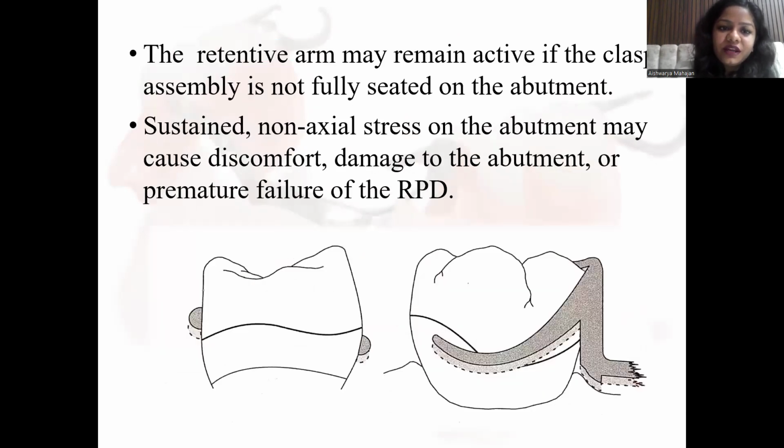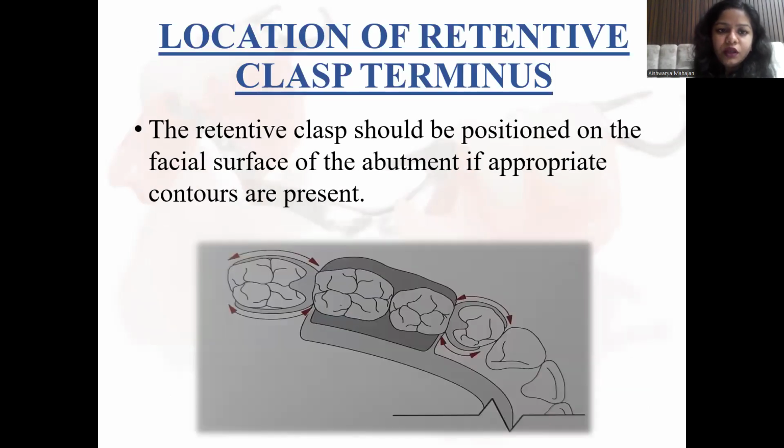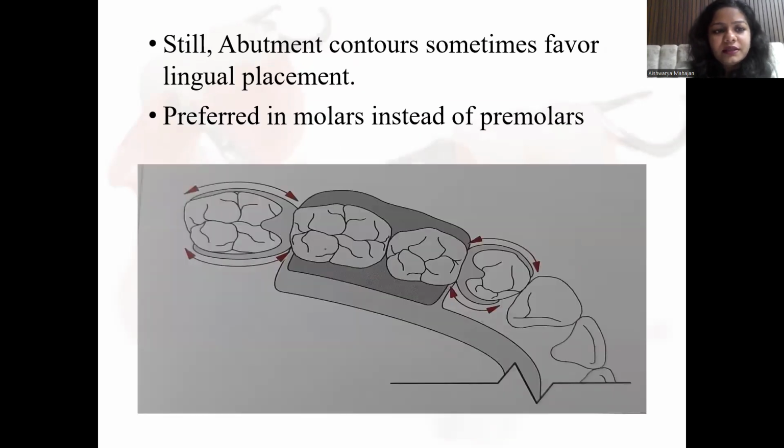The retentive clasp may remain active if the clasp assembly is not fully seated onto the abutment. Sustained non-axial stress on the abutment may cause discomfort, damage to the abutment, or premature failure of the RPD. The location of the retentive clasp terminus: the retentive clasp should be positioned on the facial surface of the abutment if appropriate contours are present. Still, abutment contours sometimes favor lingual placement, preferred in molars instead of premolars.